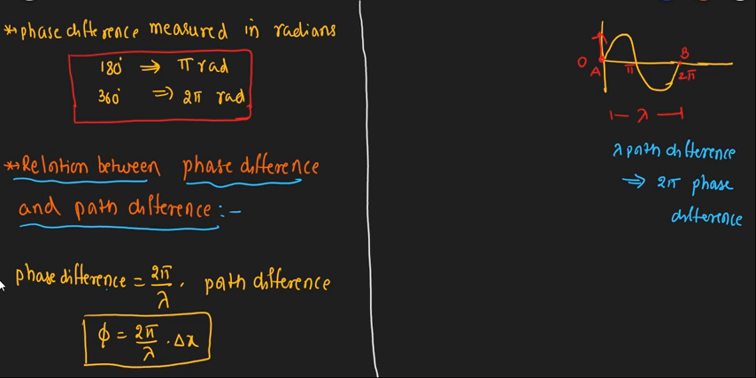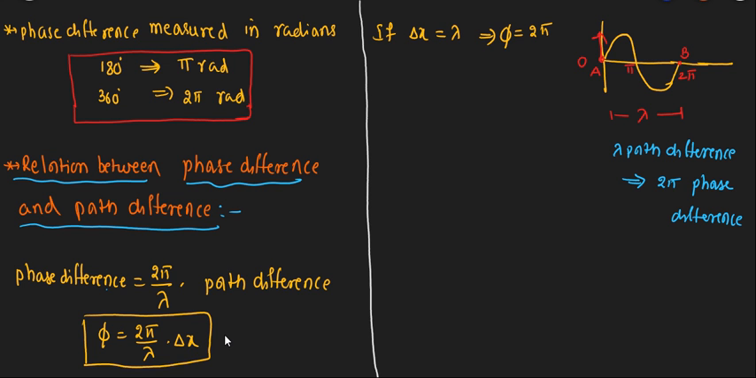Now let us take some cases. If path difference delta x is equal to lambda, then what is the corresponding phase difference? Can you tell? From this equation, you substitute 2 pi by lambda into delta x as lambda, then we will get the phase difference as 2 pi.